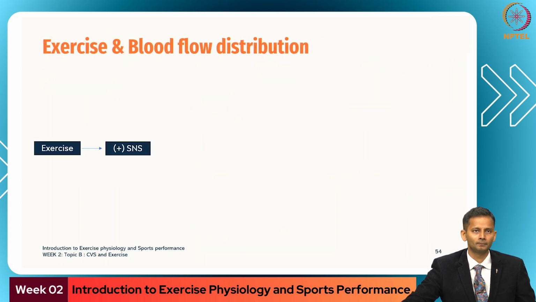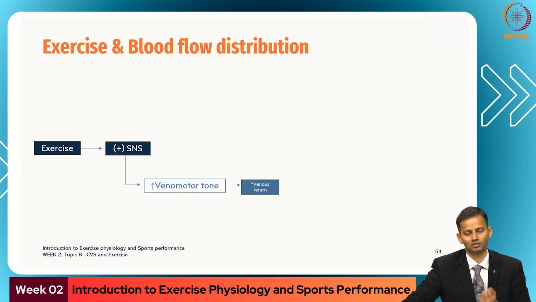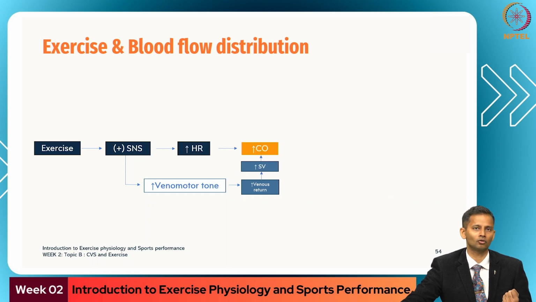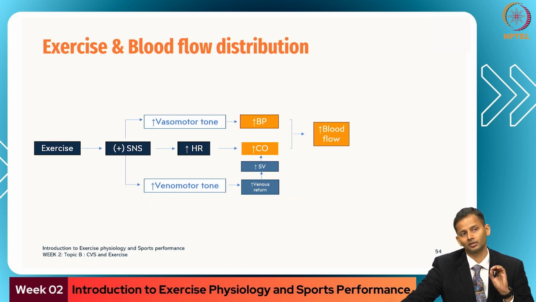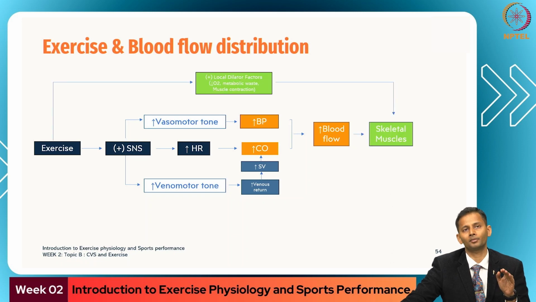So if you see, exercise causes stimulation of the sympathetic nervous system. There is an increase in the venous return because of the sympathetic nervous system action of the adrenaline. It causes an increase in the stroke volume. The sympathetic nervous system increases the heart rate, so you have an increase in the cardiac output as well. It also increases the blood pressure, which we saw earlier, and because of which there is an increase in the blood flow. How does this selective redistribution of the blood happen to the skeletal muscle?